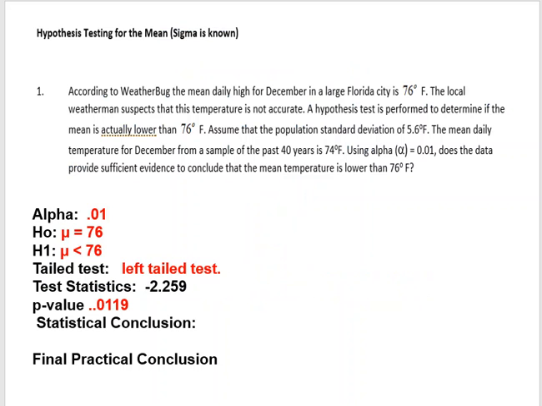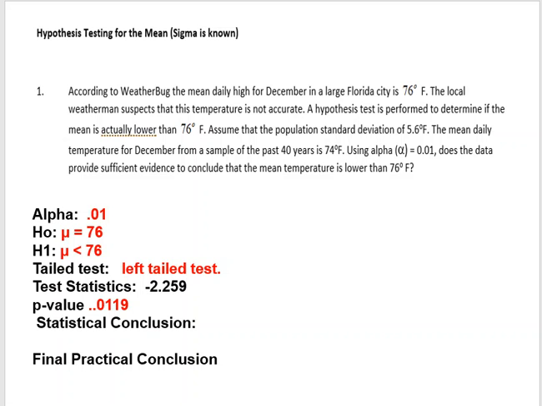Here's an example. According to WeatherBug, the mean daily high for December in a large Florida city is 76 degrees. The local weatherman suspects that this temperature is not accurate. The hypothesis test is performed to determine if the mean is actually lower than 76. So this weatherman thinks that it is lower than 76. That's the claim that they're making. Assume the population standard deviation is 5.6. That tells you your test statistic will be Z equals, not T equals.